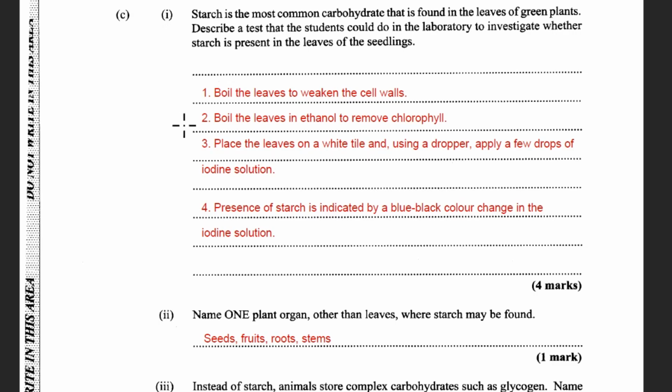2, you're going to boil the leaves in ethanol. This is going to remove the chlorophyll, and that's going to give the leaf a paler green appearance. This is so you can see the color changes more easily. 3, we're going to place the leaves on a white tile and using a dropper apply a few drops of iodine solution. Iodine solution has a kind of yellow-orange color, so when the presence of starch is detected, that yellow-orange color is going to turn blue-black, and that's going to indicate a positive presence of starch.